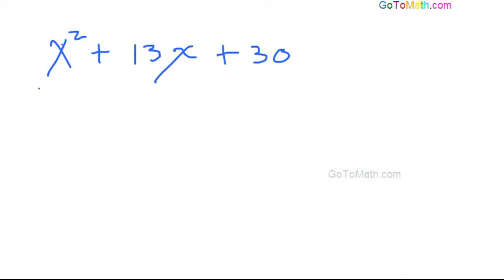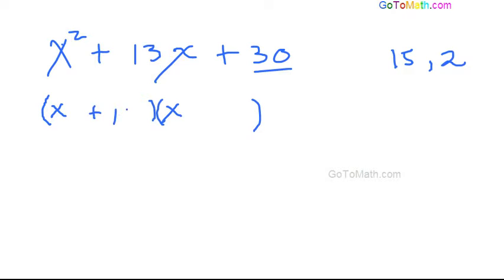Okay, so we're going to go ahead and write these factors. We know that there's going to be an x here and an x here because x times x is x squared. Now, here's the trick. We got a 30, so think of 15 and 2. 15 times 2 is 30. Now, we need to get a 13 here, and I know that 15 minus 2 will give us a positive 13.